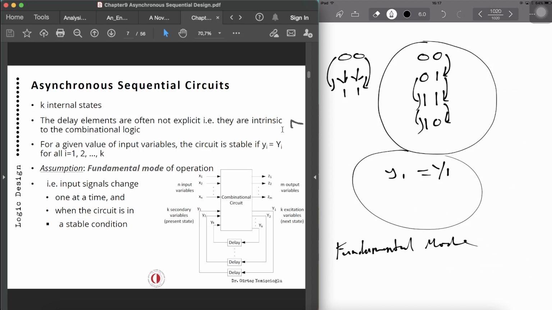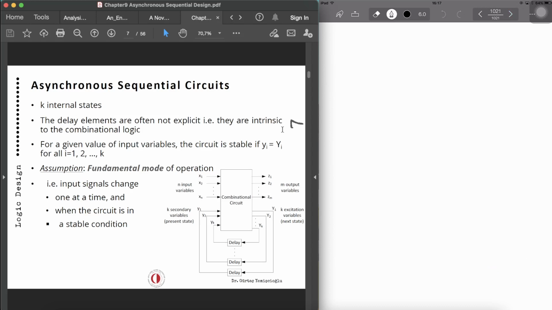Now one thing that we need to be careful with is asynchronous versus synchronous. In asynchronous circuits, the internal state can change immediately after a change in the input. But in the synchronous one, the present state is specified by the flip-flop values and does not change if the input changes while the clock pulse is inactive. So these are the two important differences between asynchronous and synchronous.